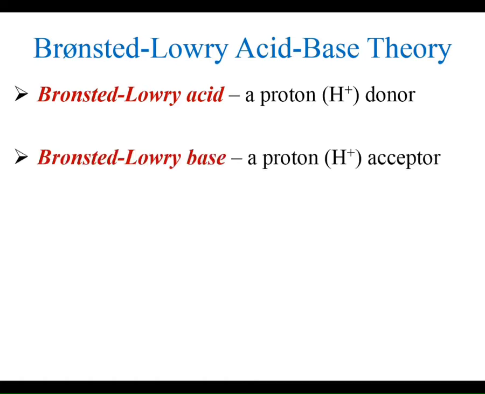A Brønsted-Lowry base is different, because in Arrhenius a base produces hydroxide. Here, a base accepts the H plus. It accepts the proton, in other words. So, a little different. Acid makes H plus, base accepts H plus.